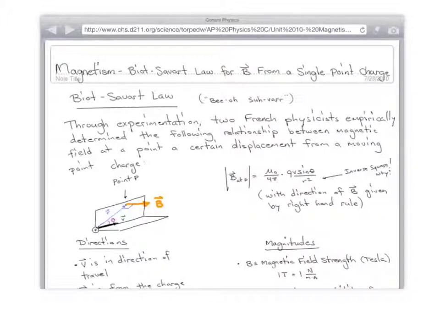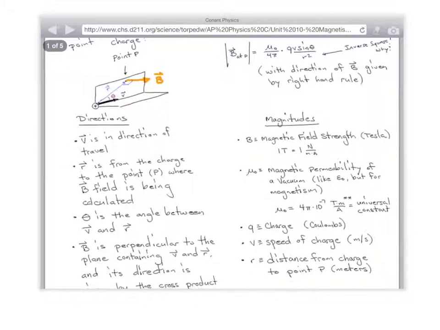All right, so here we go. Just finishing out the equation here. Velocity is the direction of travel. R is the vector from the charge to the point. Theta is the angle between v and r. B, the magnetic field direction, is perpendicular, according to the right-hand rule.